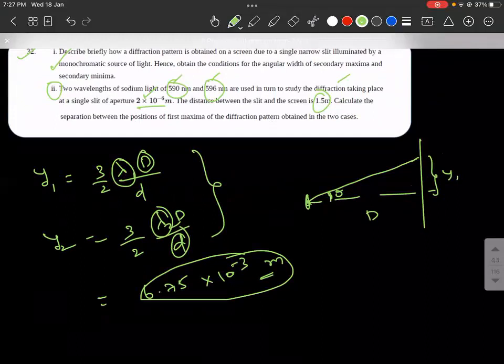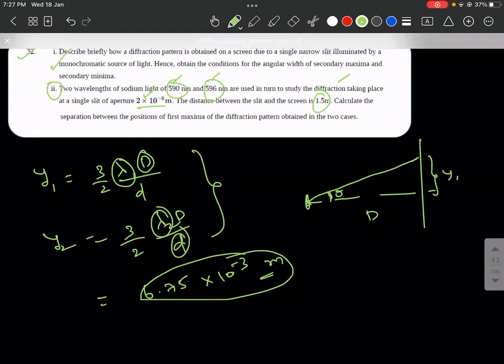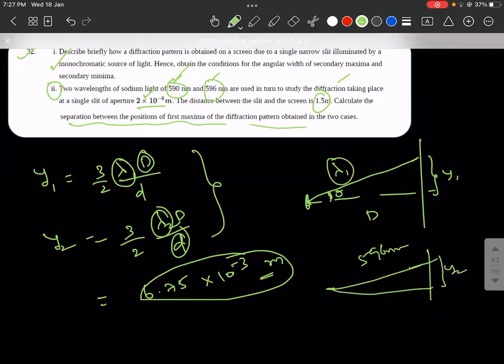Sir, light falling on the opposite screen, we need to subtract, and on the same screen, we need to add, right? Why are we subtracting here, sir? The question says calculate the separation between the positions of the first maximum. So first time, for example, you're using 590 nanometer. Second time you're using 596 nanometer. So take this as y2, for example. And y2 is the first bright spot formed in the second case.